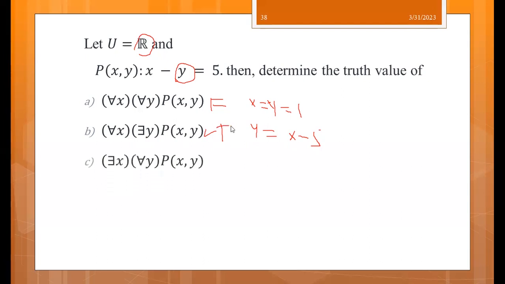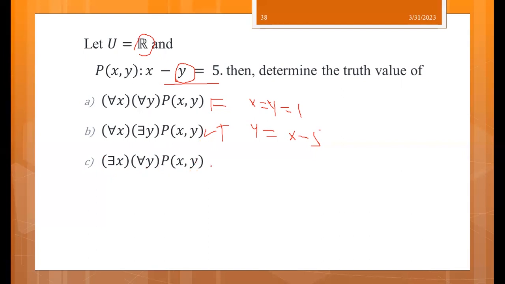The next one, that's C, there exists a fixed x which holds true for every y in satisfying the condition of P of x, y. Here there is a big difference between B and D. Here for each and every real number x, we can find the corresponding y satisfying this condition, which is true. But in the case of this one, there exists a fixed x which holds true for every real number y in satisfying this condition. But we are not able to find any fixed real number x which holds true for every y in satisfying the condition of this open statement P of x, y.